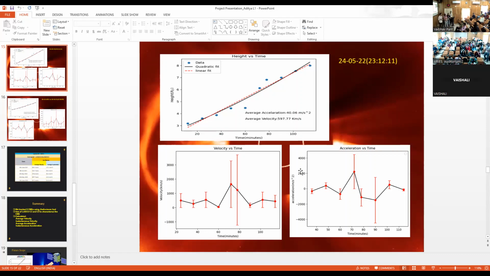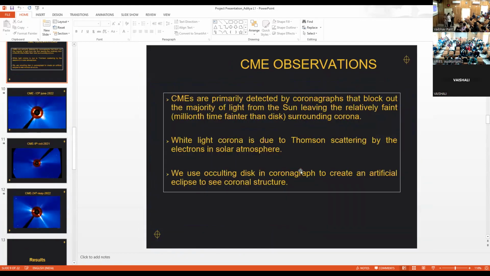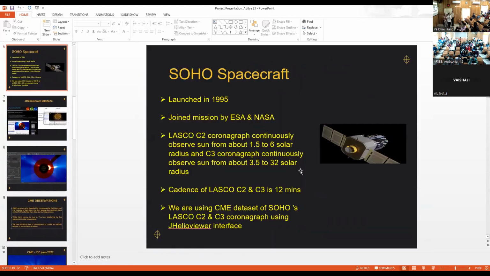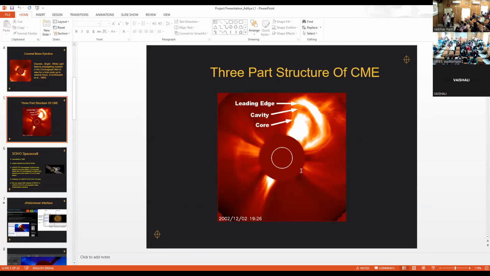Yeah, so about the CME, I will ask a very basic question. In a CME, you see the leading edge, a cavity, and a core part, right? Can any of you tell me why the leading edge appears brighter? Because of plasma. In the leading edge, whenever the CME erupts, suddenly there will be compressed plasma, so that is happening because of that. Okay, good.